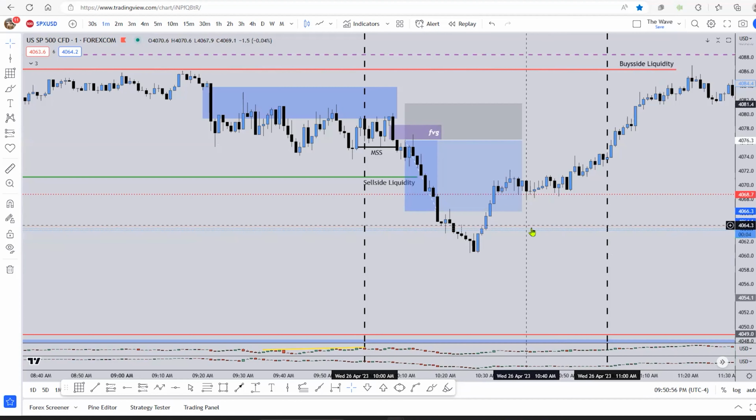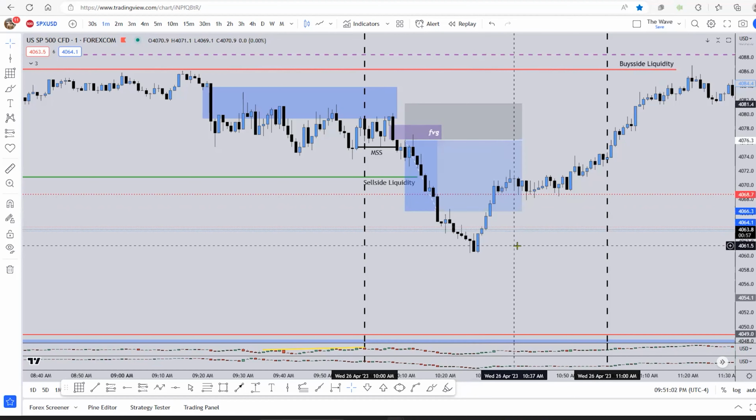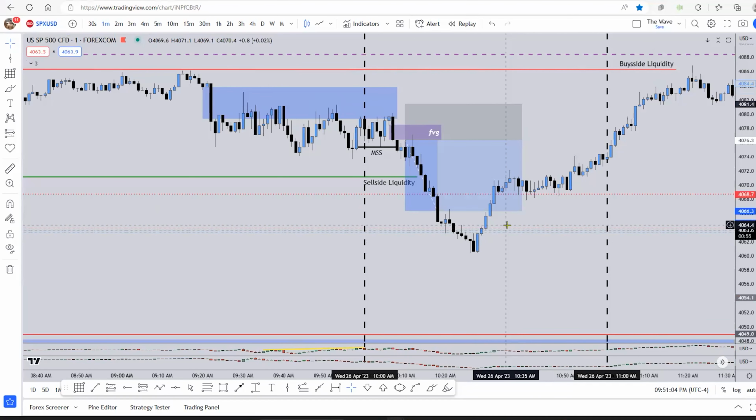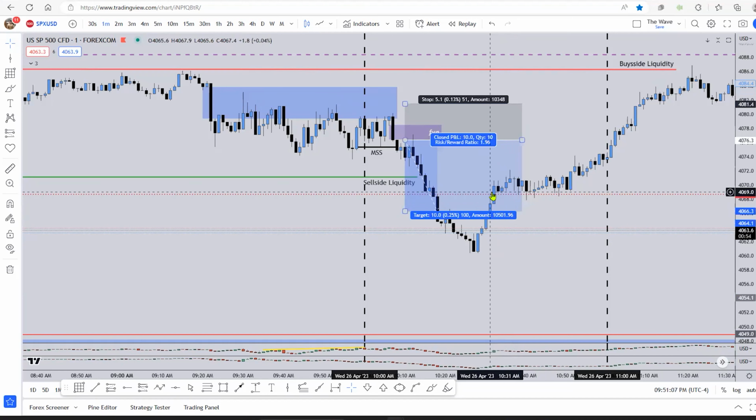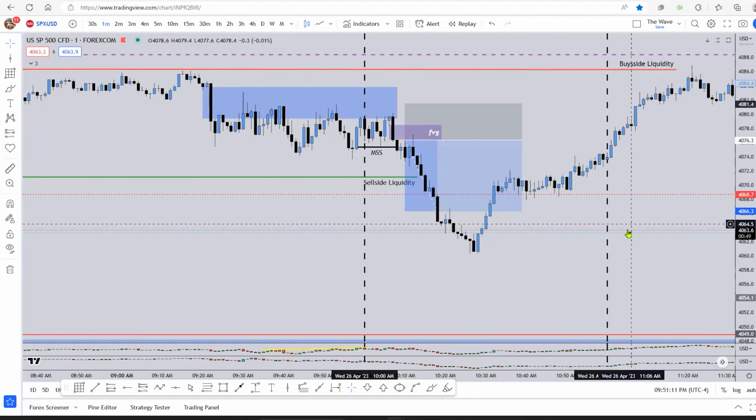Okay. Now, you could have caught the reversal, but this is a little tricky. A little bit trickier to come in here and catch this fair value gap and run on buy stops.